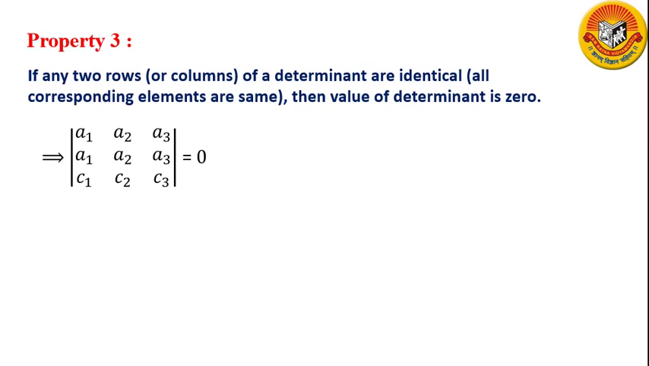You can verify all these properties by yourself, and we will understand them in a better way when we solve problems based on these properties. This property number 3 is very important, and it is very simple also. If you see any two rows or any two columns the same, your result will be 0. Now let us move to property number 4.